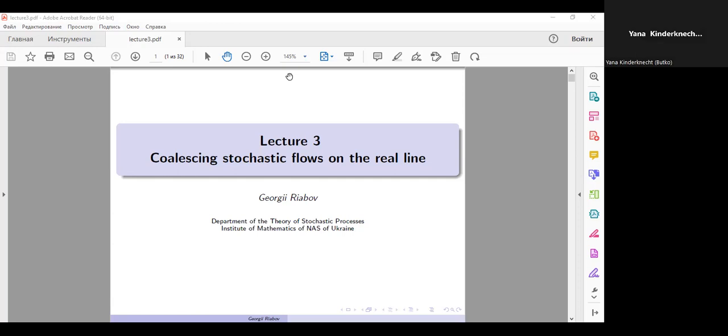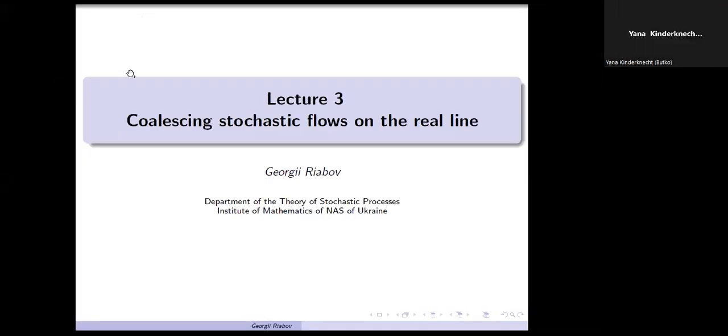Georgi, can you make the full screen? The full screen. It is the full screen, no? I mean in PDF, in the PDF reader. Okay, 1 second. Okay, if it is complicated, don't do it. Okay. Is it better now? Yes, thank you.